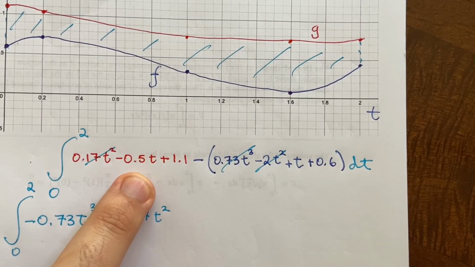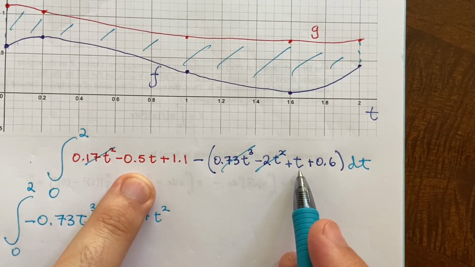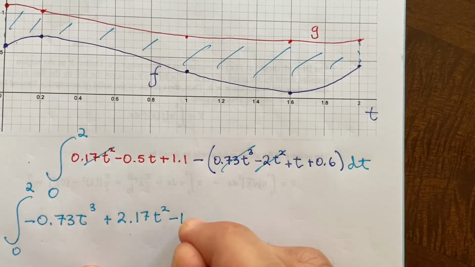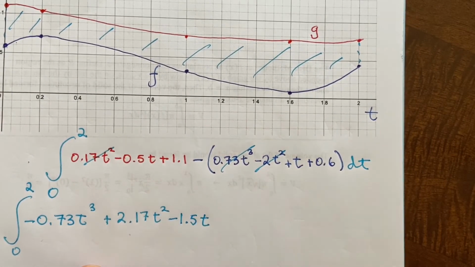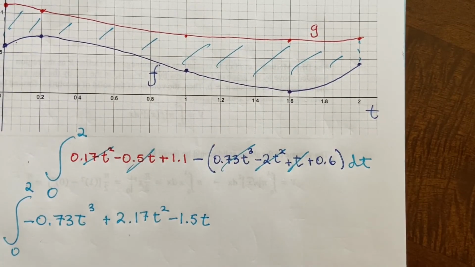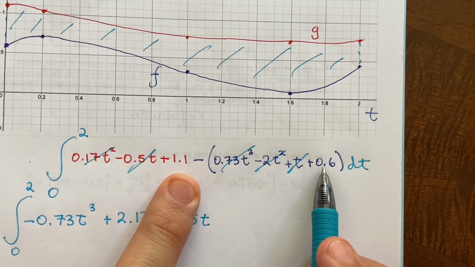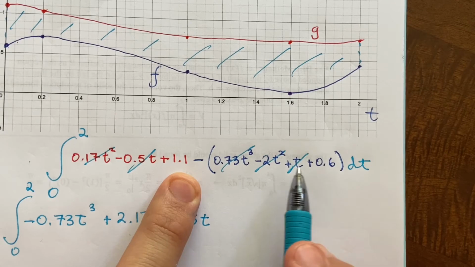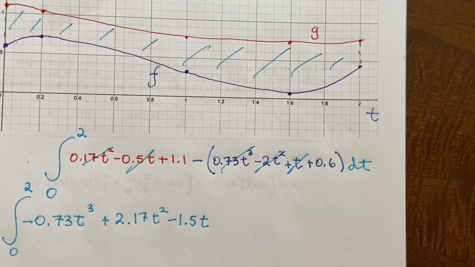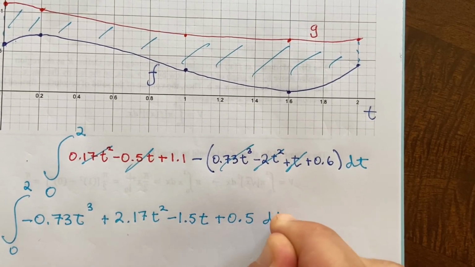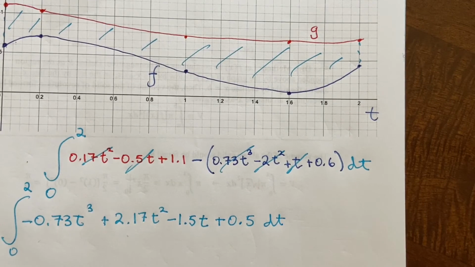The t's, so this will be negative t, right, once that negative comes in. So negative 1.5 t, right, these ones are now accounted for. This negative, again, will distribute to 0.6. Then I'll combine that with 1.1. So I'll have 1.1 minus 0.6, which is 0.5 or a half. So plus 0.5, everything with respect to dt.